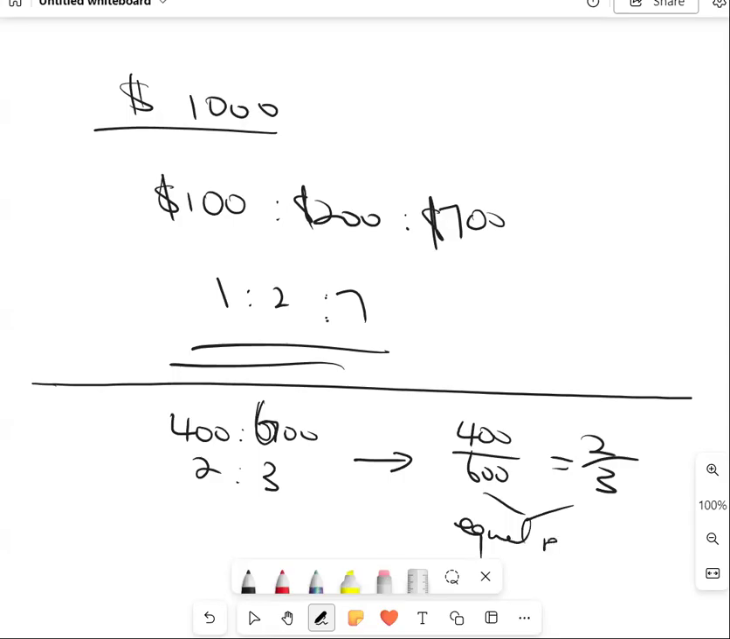Equal ratio, right? I just want to do something quickly. Just give me 1 second, right? We pause the recording.